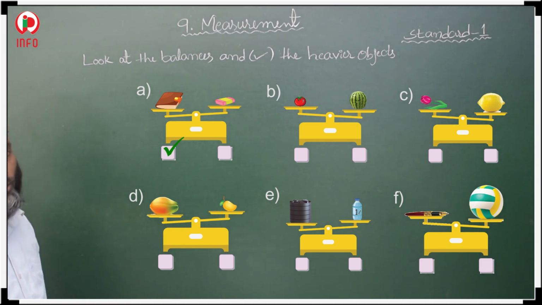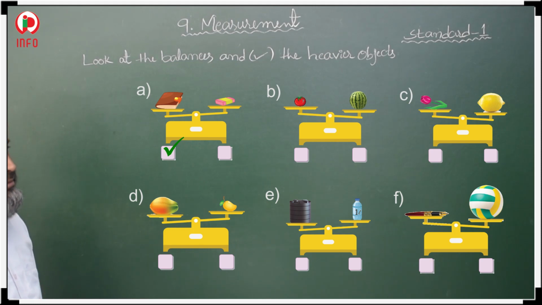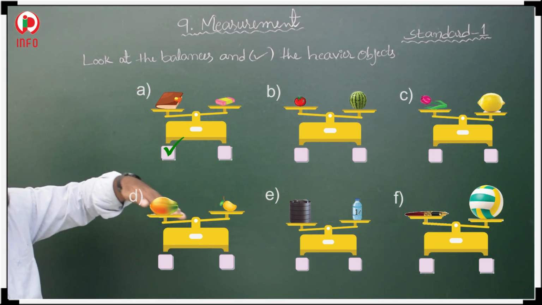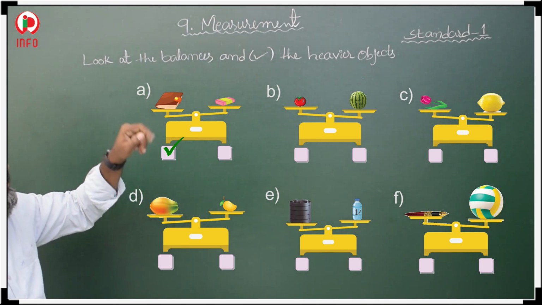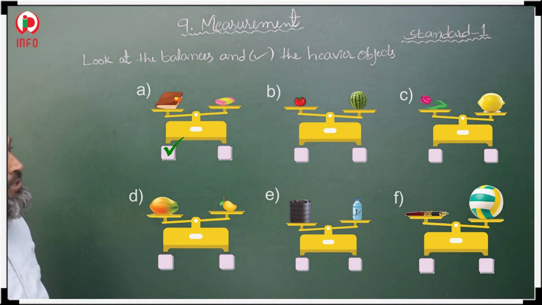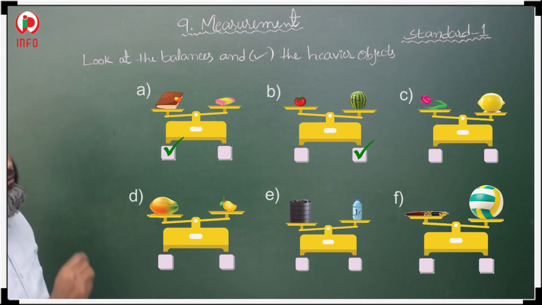Okay. Now in the second balance, what is given? One tomato and a watermelon are given. On the first pan a tomato is given, on the second pan a watermelon is given. Here the tomato pan moves up and the watermelon pan comes down. So the second pan is heavier. It means the watermelon is heavier. Tick the watermelon here.